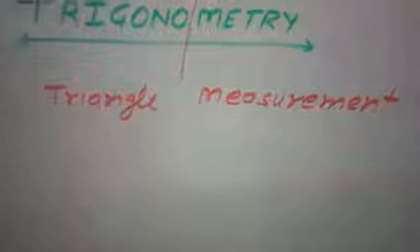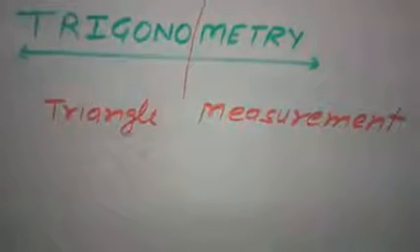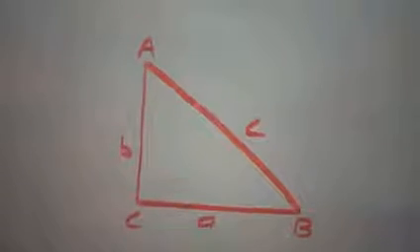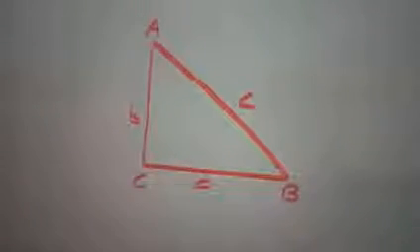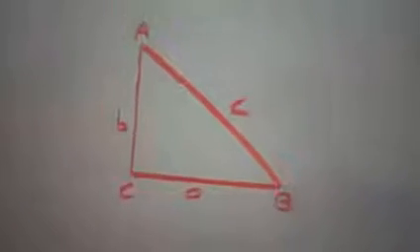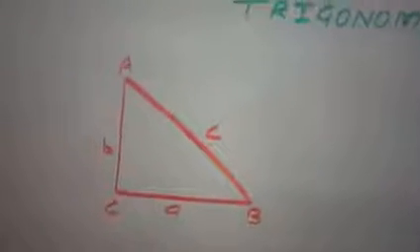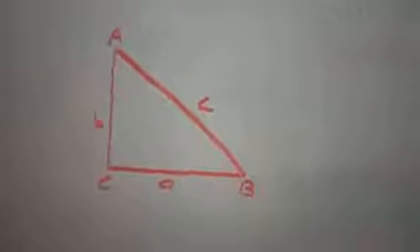Means we find the relationship between the sides and angles of a triangle. Now this is a right angle triangle, and trigonometry stands for right angle triangle. Then you can think, what about other triangles? Other triangles can be converted into a right angle triangle by drawing the perpendicular.